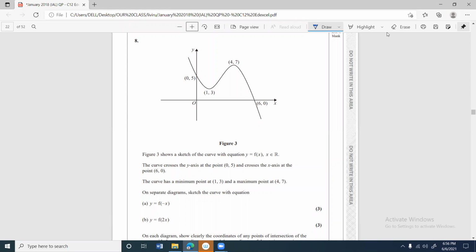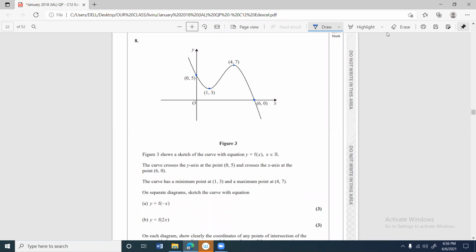Right. When you come up with this question, Figure 3 shows a sketch of a curve with the equation y equals f(x). The curve crosses the y-axis at (0, 5) over here, and the x-axis at (6, 0) over here. The curve has a minimum point at (1, 3) and a maximum point at (4, 7). Right. On a separate diagram, sketch the curve with the equation y equals f(-x).